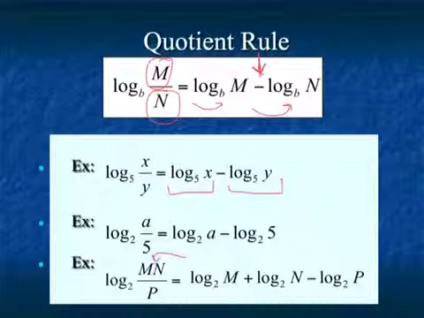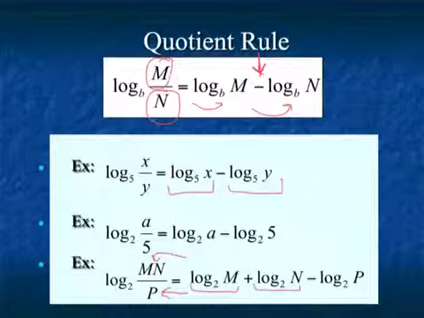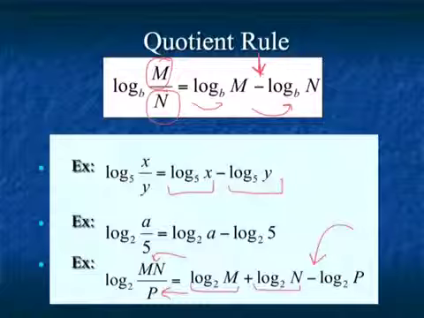I want to skip down to this last one. We have a product, m times n, and we definitely have division. So we have a few things going on here. We're first going to show the log base 2 of m plus log base 2 of n. That'll represent the product. And of course we have our subtraction here, log base 2 of p. So we took a condensed problem and we expanded it.